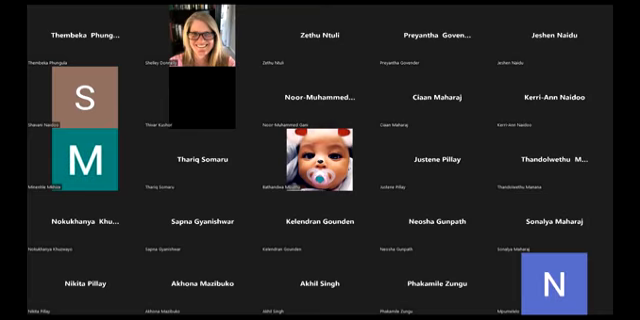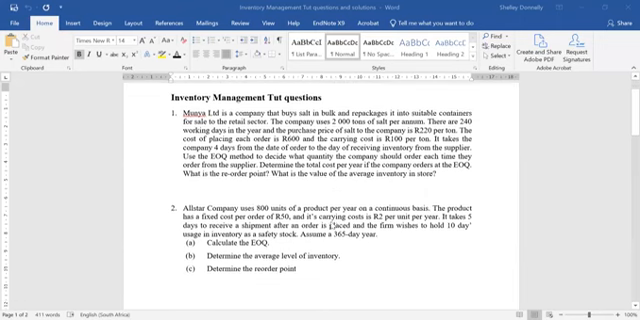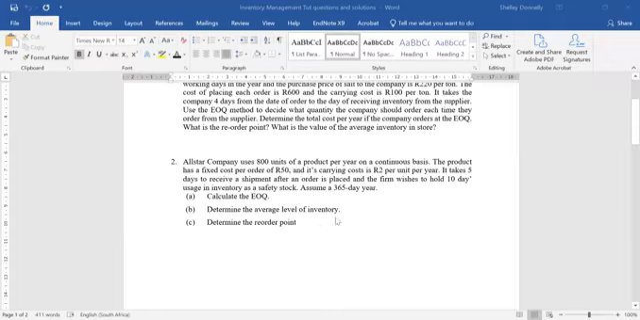I'm now going to share the TUT, so it's TUT 4.2 with the inventory management. What's the inventory management TUT question? And Zetu, it was pertaining to the second one you said, am I right? Can you confirm that? Did you say yes? Okay.